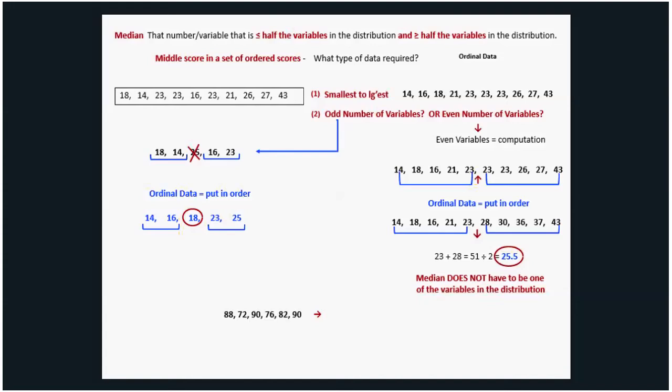So we've got 88, 72, 90, 76, 82, and 90, okay? First thing we're going to do is put them in order from the smallest to the largest. And then we're going to say, okay, I've got 3 on this side, I've got 3 on this side, I've got 6. So my median's going to fall somewhere in between 82 and 88. So if I take 82 plus 88, that's 170 divided by 2. My median is going to be 85 for this distribution of numbers.